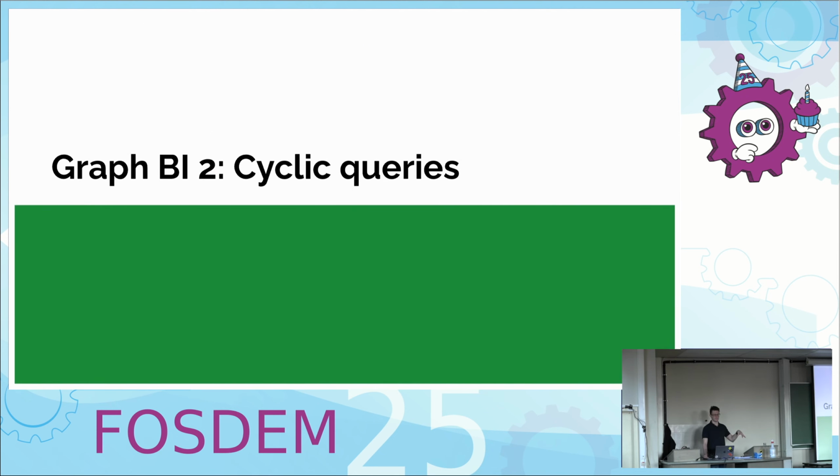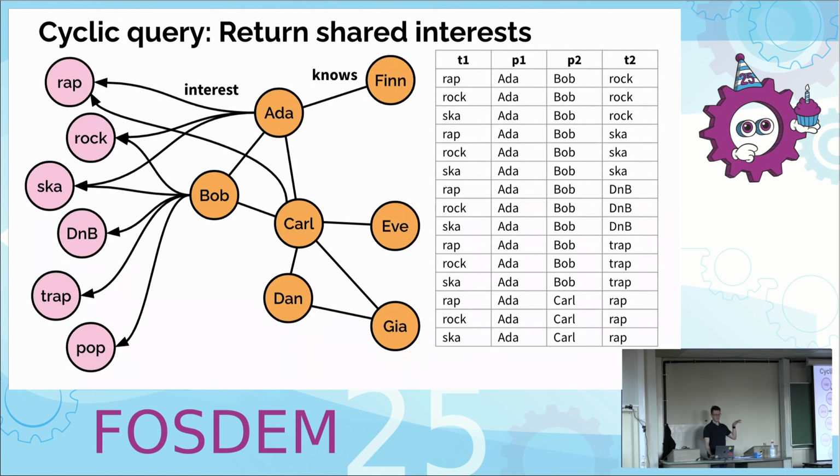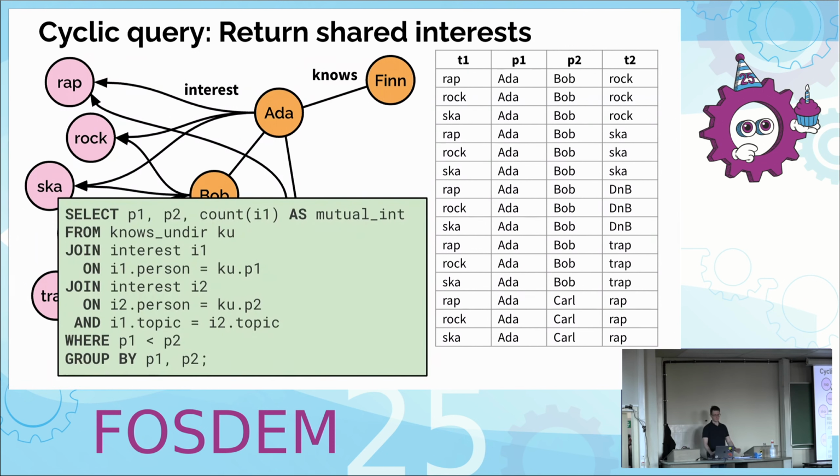Maybe a more mundane example is cyclic queries. A typical use case for databases in the graph space are the recommendation problems. You can try to find people who have a lot of shared interest. So I added a bunch of topics that people are interested in, mostly based on music genres. And we can do a query like this. Let's take the Knows edges, join Interest 1, Interest 2, and make sure those two are the same.